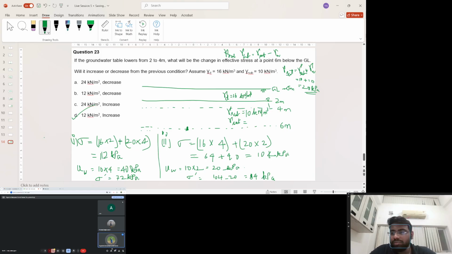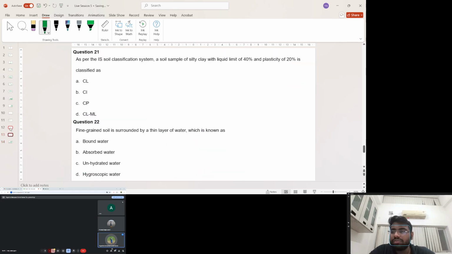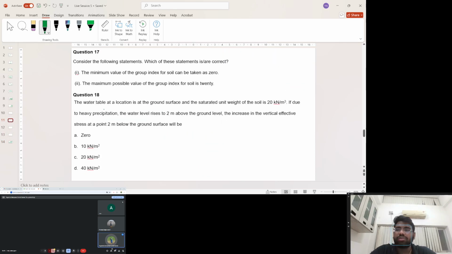All right. And similarly, one more observation is there, which I will discuss now. So consider this question 18. The water table at a location is at the ground surface and the saturated unit weight of the soil is 20 kilonewton per meter cube. If due to heavy precipitation, the water level rises to 2 meters above the ground level, the increase in the vertical effective stress at a point 2 meter below the ground surface will be.